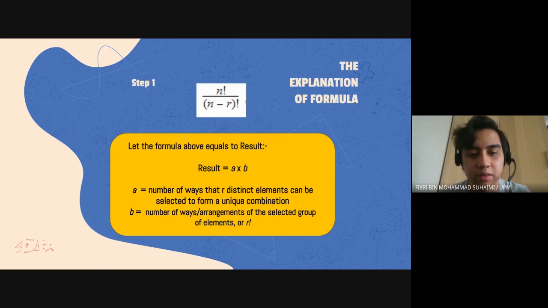And B represents the number of arrangements of the selected group of elements, or the r factorial, which we discussed in the previous slide also. So we want to find A, which is the combination without repetition. How do we do that? We take the result, which is the formula above, and divide it by B, the r factorial. So next slide.